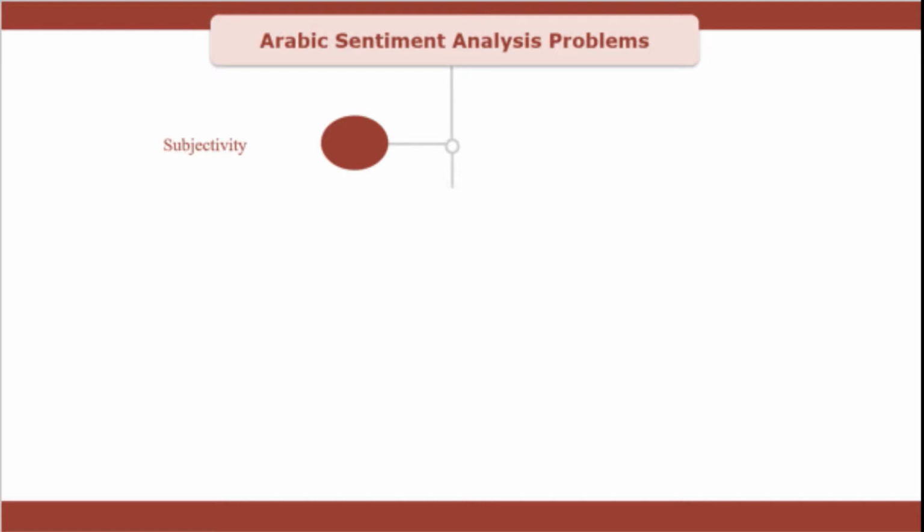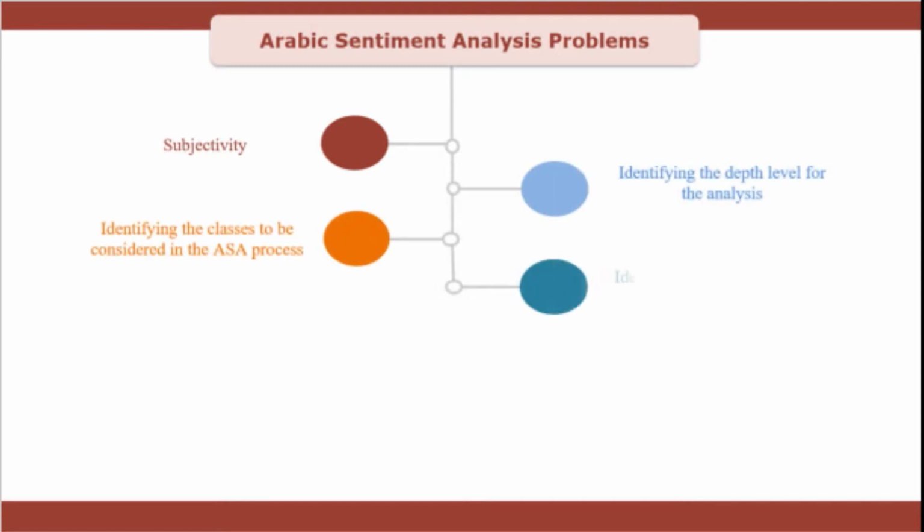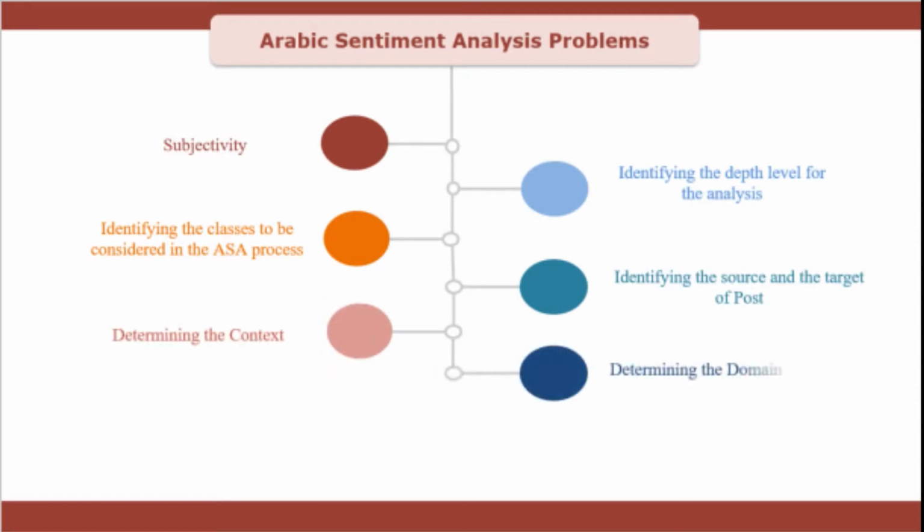Before starting the Arabic sentiment analysis process, many researchers find some difficulties and problems. Firstly, subjectivity. Since sentiment analysis relies on subjective text, objective text should be eliminated. Subjectivity analysis. Identifying the depth level of the analysis. Should we rely on a single sentiment level for a document at all? Document level Arabic sentiment analysis. Should we take into account each paragraph individually? Paragraph level Arabic sentiment analysis. Or should we rely on each sentence or even each word singly? Several other recent works aimed to process Arabic sentiment analysis at the aspect level, aspect-based Arabic sentiment analysis.